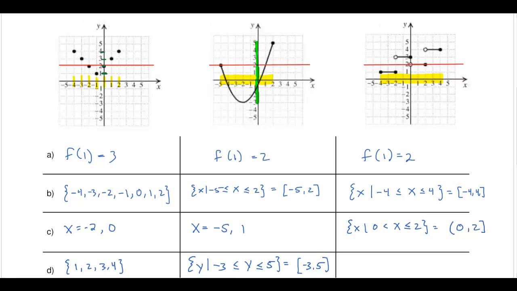Now here, for the range, you see that there's going to be a range value of 1 right here, and 2 right here, and 3 right here, and 4 right here, but there's nothing in between those. So again, it's similar to this one. The only y values you're getting out of that are 1, 2, 3, and 4.